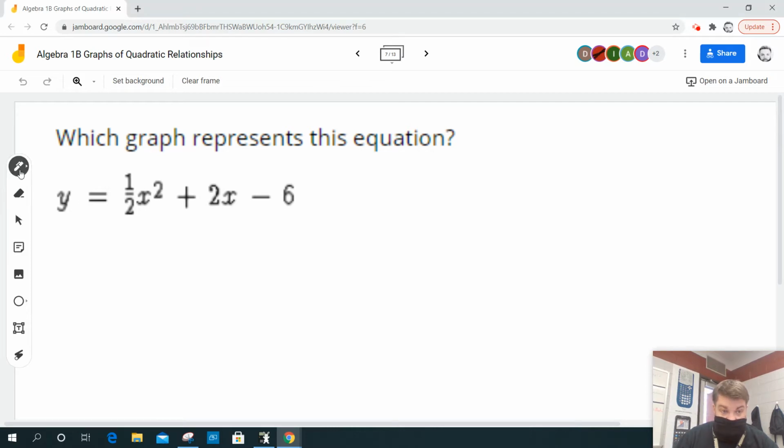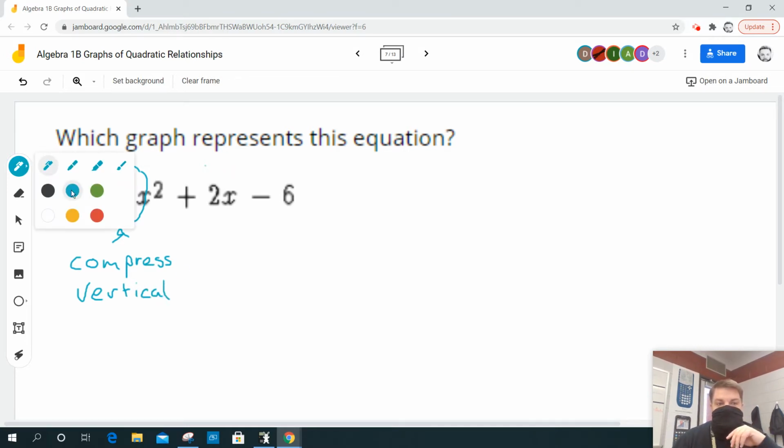This 1/2, that's going to have a compression factor on it. It's going to compress it to some degree vertically. It's going to take the y values and make them 1/2. In other words, if y was supposed to be 4, now it'll be 2, sort of. So think of this as like a vertical compression. There's shifting and stuff that's taking place.